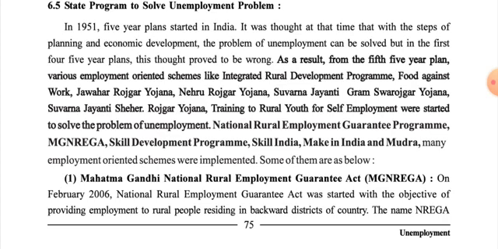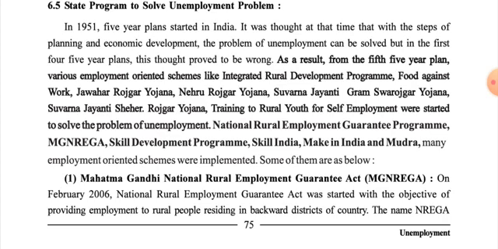Then Jawahar Rozgar Yojana, which we are going to discuss over here, Nehru Rozgar Yojana, then Suvarna Jayanti Gram Swarozgar Yojana, which we already discussed in chapter number 5, that is in poverty, Suvarna Jayanti Shahari Rozgar Yojana, which we are going to discuss in this chapter, and TRYSEM, that is Training to Rural Youth for Self-Employment, were started to solve the problem of unemployment. So all these plans were established during the 5th 5-year plan and the successive 5-year plans.